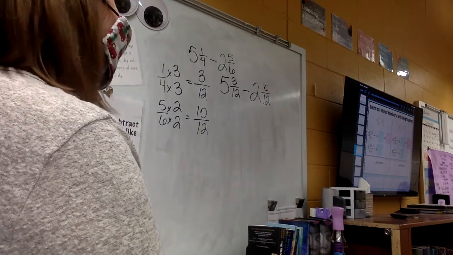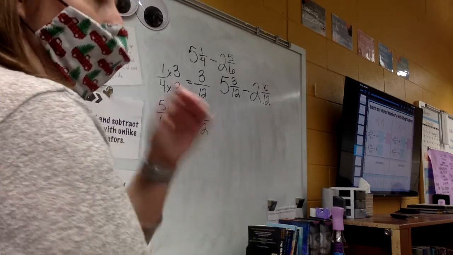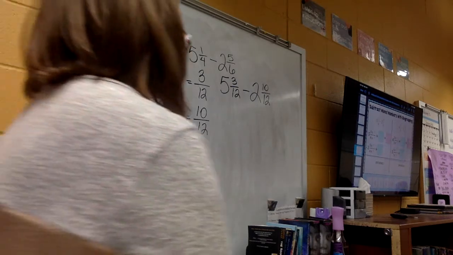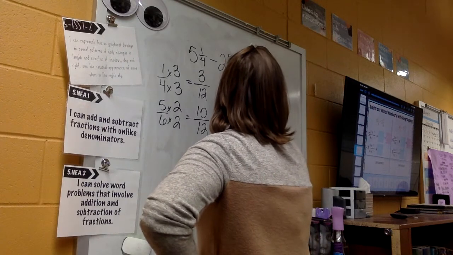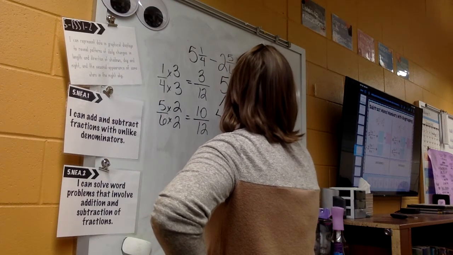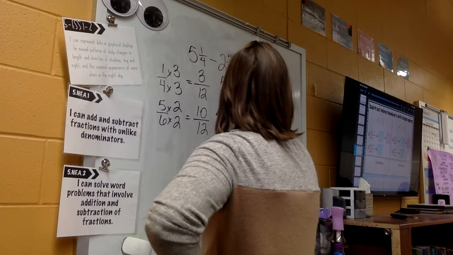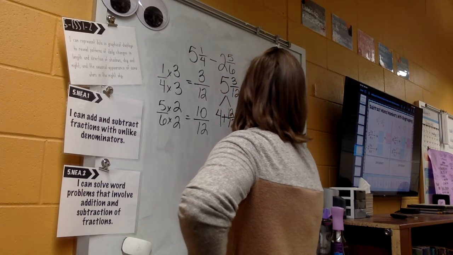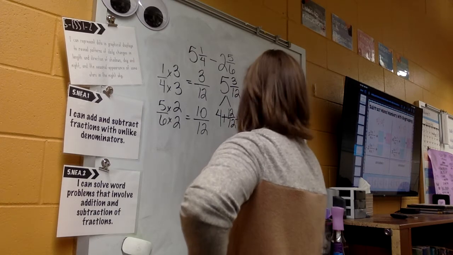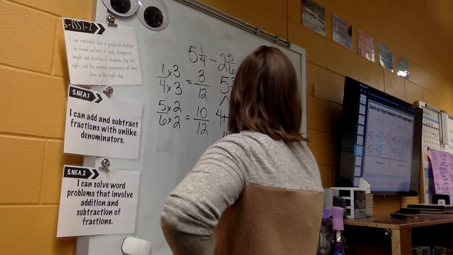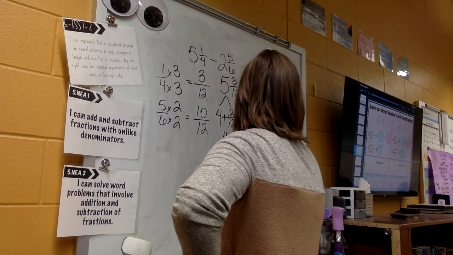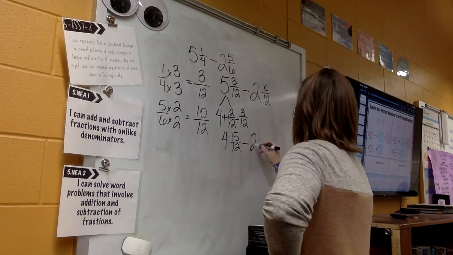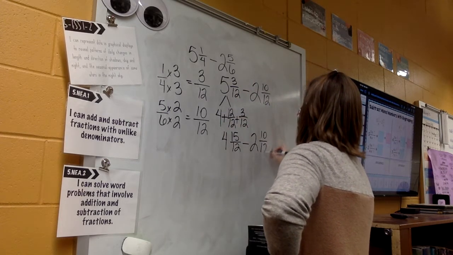Okay. So I can't subtract 3 minus 10. So what do I need to do? I need to break it apart. So break this apart into 4. What's my fraction going to look like? 12/12 plus 3/12. So now I have 4. What's 12 plus 3? 15. And 15/12 minus 2 and 10/12.